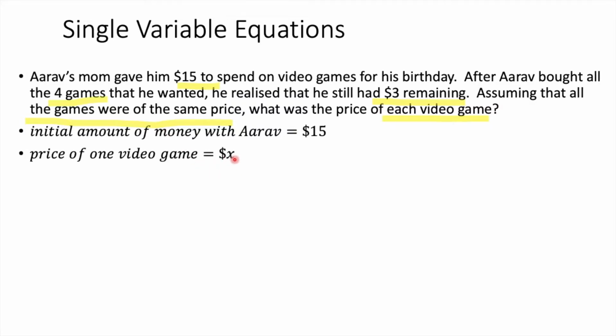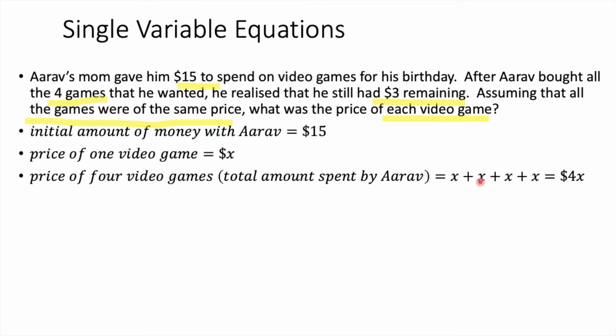If you're not sure about the definition of a variable, you can check out our previous video on single variable equations, which talks about a much simpler example. Coming back to our question, since we know that the price of one video game is x dollars, we can say that the price of 4 video games will be x plus x plus x plus x, which is equal to 4x dollars. So we're buying 4 video games, each of the price of x, and therefore the price of 4 video games must be 4x dollars.